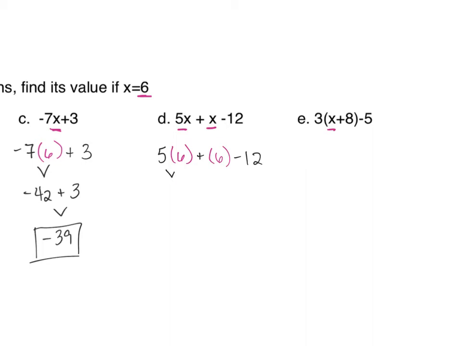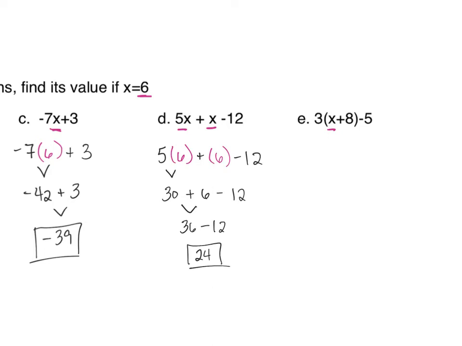So I'm going to do 5 times 6, which is 30. I'm going to drop down that plus 6, don't need the parentheses, and then minus 12. And then because I have both addition and subtraction, I'm just going to go left to right. So 30 plus 6 is 36. Drop down, minus 12. 36 minus 12 is 24.